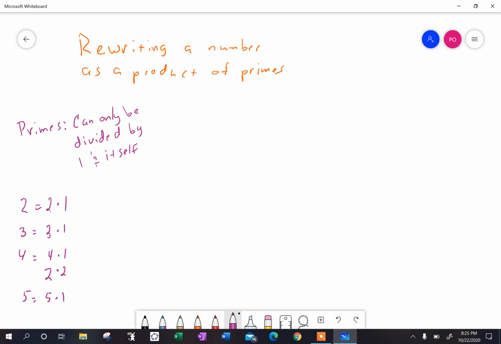It's me again. I'm going to do a video on rewriting a number as a product of primes, and what I mean by primes are prime numbers. So, real quick recap: a prime number can only be divided by one and itself.